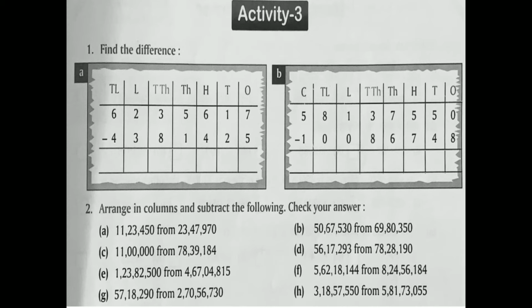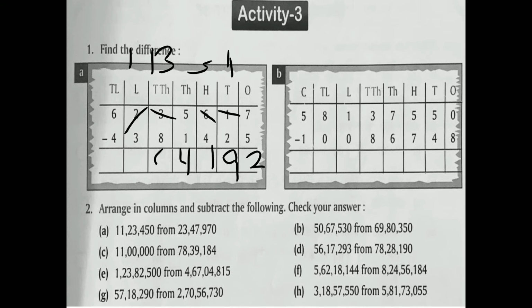It is based on difference. Difference means minus. It's a simple question. 7 minus 5 is 2. From 1 you can't minus 2, so you take from 6. 6 becomes 5 and this 1 becomes 11. 11 minus 2, 9. 5 minus 4, 1. 5 minus 1, 4. 3 minus 8, not possible, so you take from 2. 2 will become 1 and this 3 becomes 13.